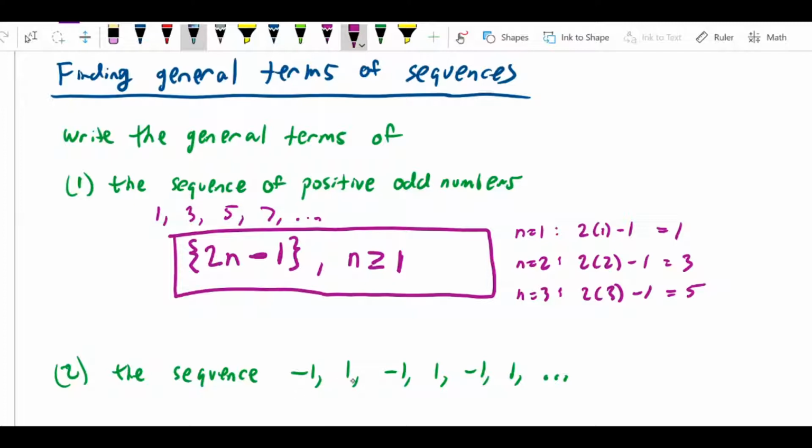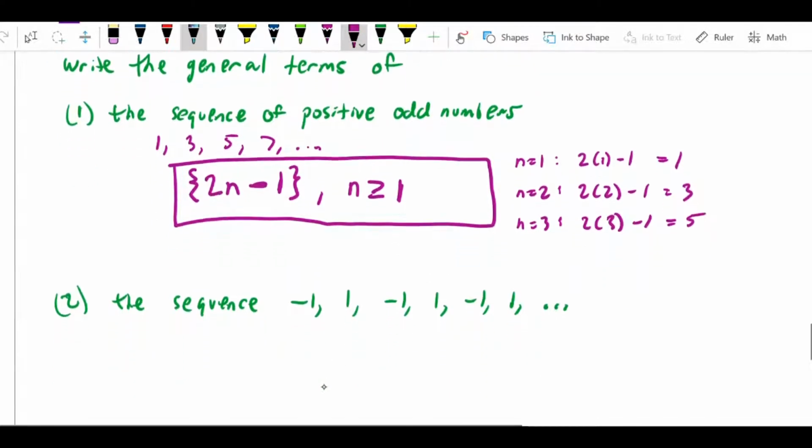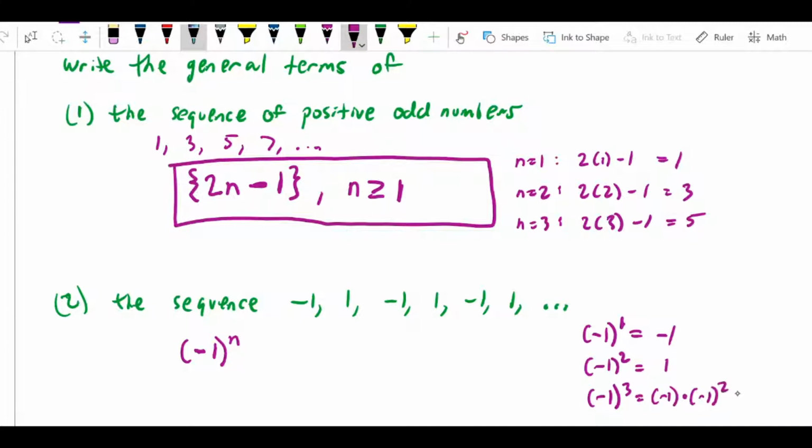The sequence negative 1, 1, negative 1, 1, negative 1, 1, etc. In other words, we just alternate back and forth between negative 1 and positive 1. So here's how we would do that. This is sort of the standard way to do that. If I use this term, negative 1 to the n, let's think about what that does. Negative 1 to the 1 is negative 1. Negative 1 squared is positive 1. Negative 1 cubed is equal to negative 1 times negative 1 squared, which is just negative 1 times 1, which is negative 1.